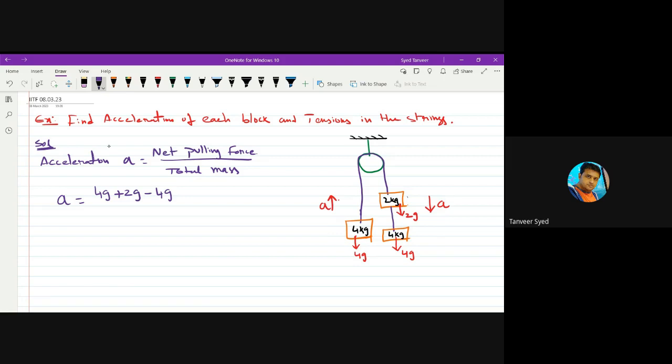4g plus 2g on the right side minus 4g on the left side, divided by total mass 4 plus 4 plus 2. 4g gone. So 2g means 20. 20 by 10, which is 2 meter per second square. This is the acceleration. Clear?